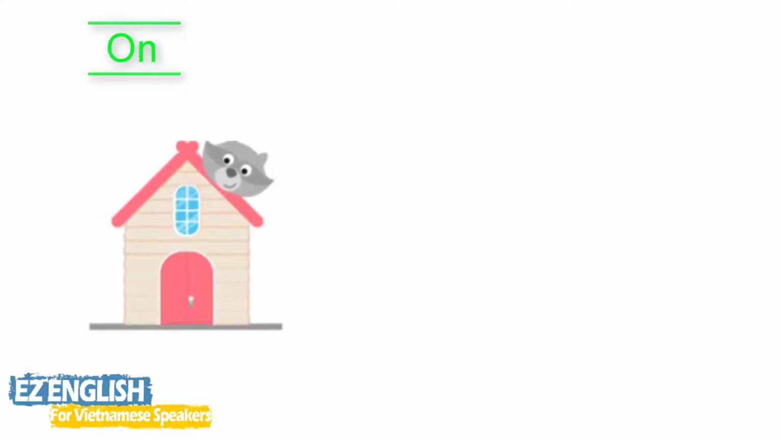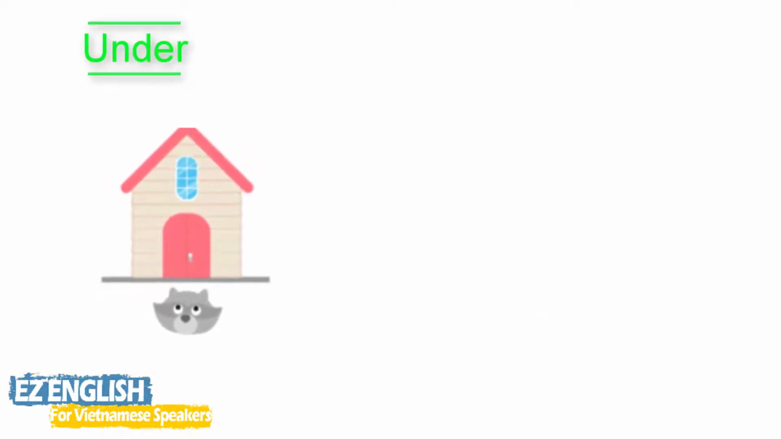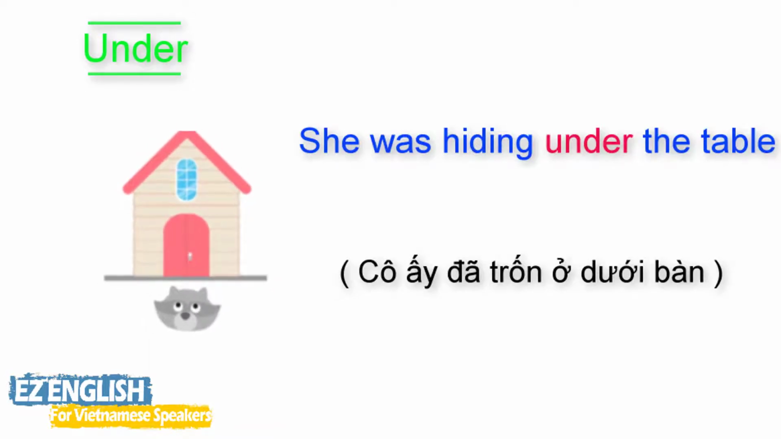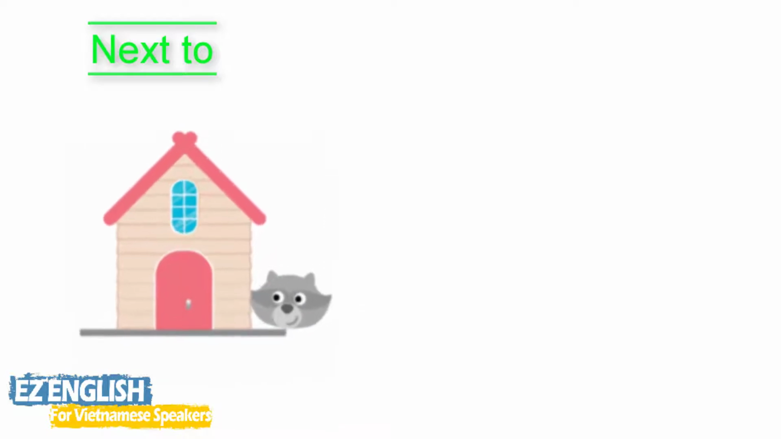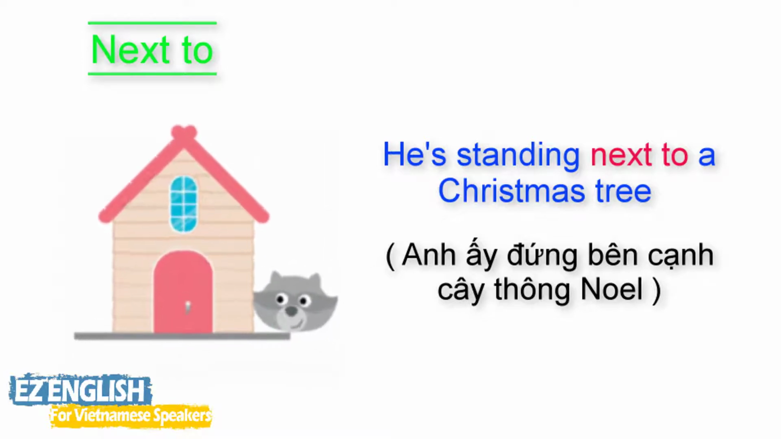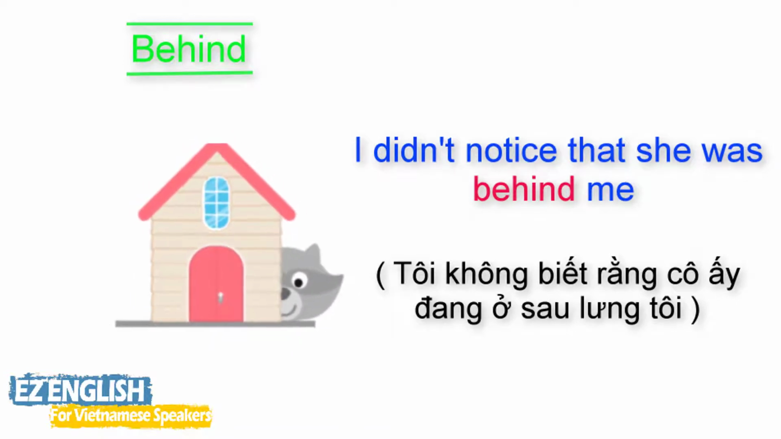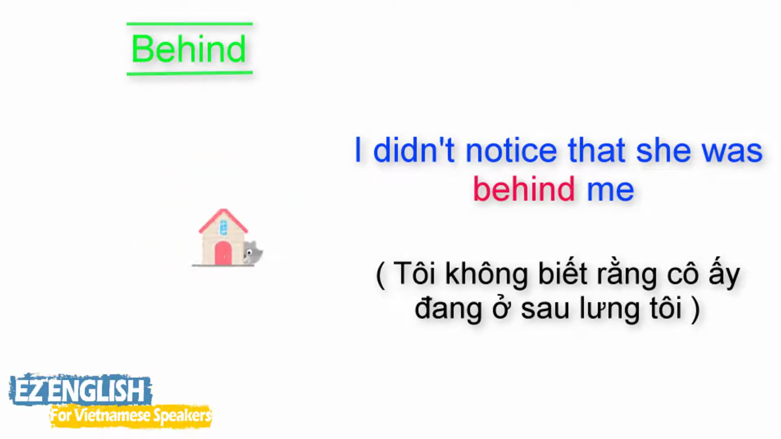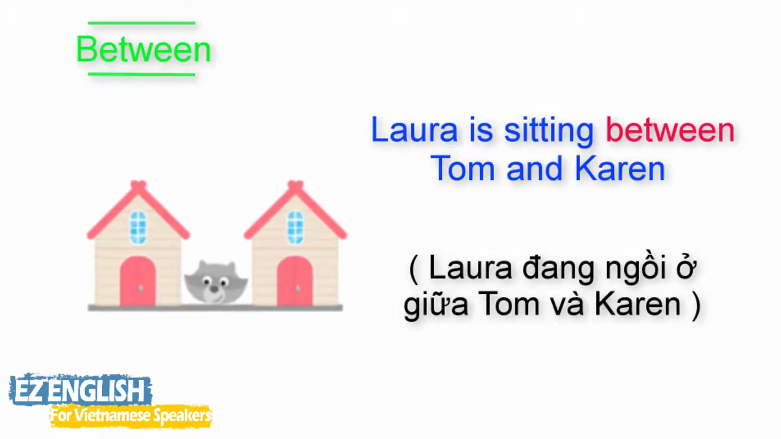On. I'm on top of the roof. Under. She was hiding under the table. Next to. He's standing next to a Christmas tree. Behind. I didn't notice that she was behind me. Between. Laura is sitting between Tom and Karen.